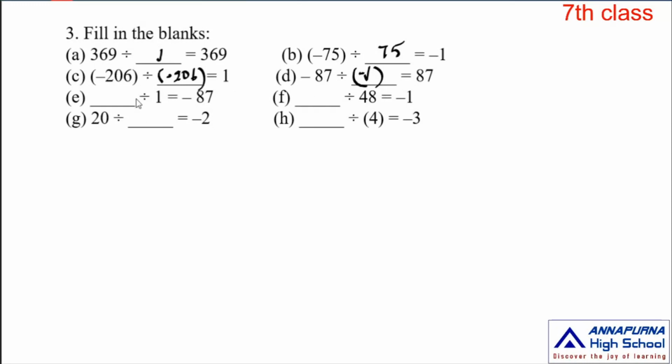Now come to the E bit. Dash divided by 1 is equal to 87. So same. So it is minus 87. Like that you complete F, G, H bits. Now come to the fourth problem.